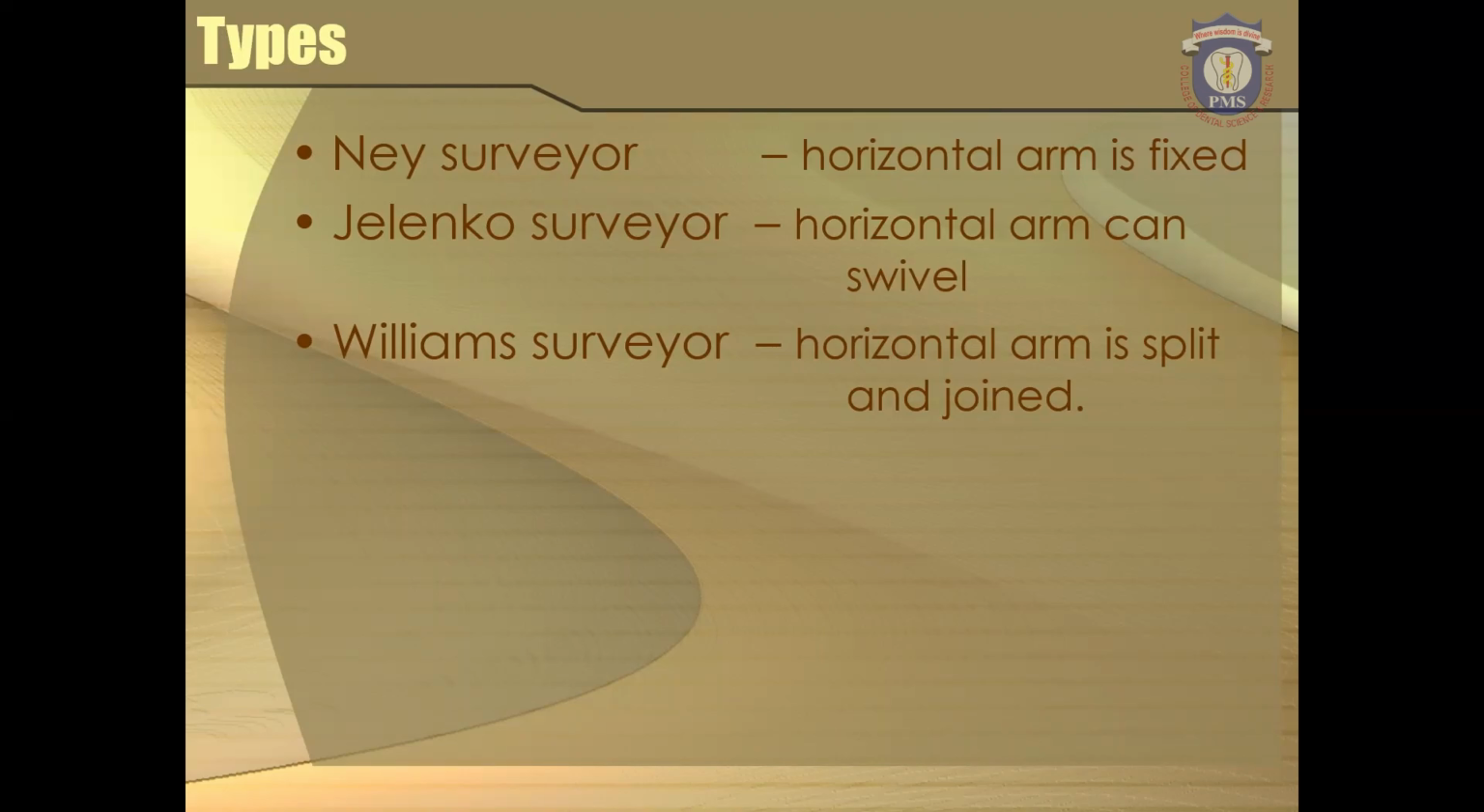Coming to the Ney surveyor. In the Ney surveyor, the horizontal arm is fixed. For the Jellicoe surveyor, the horizontal arm can swivel. There is a split in the horizontal arm for the Williams surveyor. The horizontal arm is split and joined. So the basic differences in these surveyors are based on the differences in the horizontal arm.